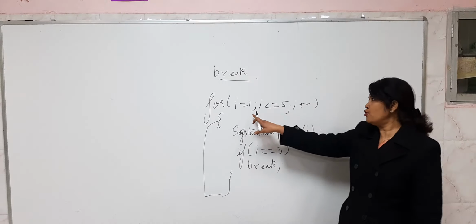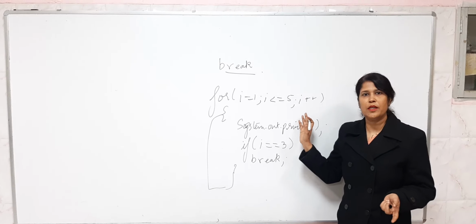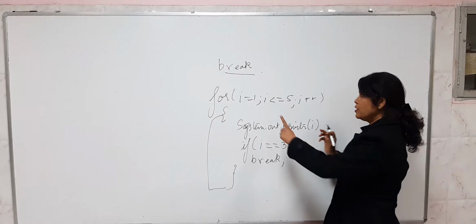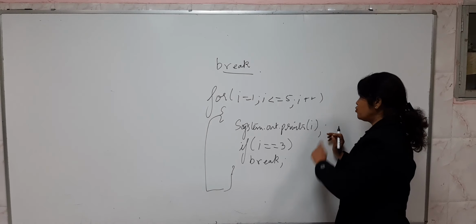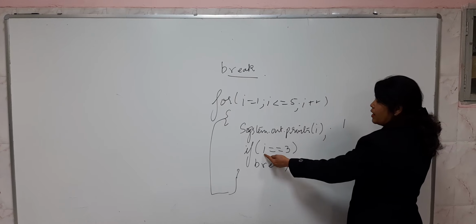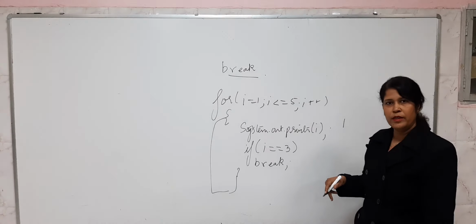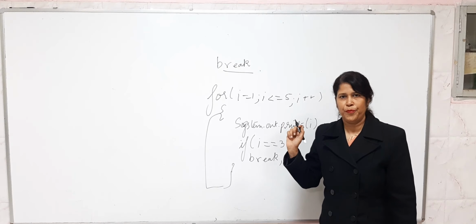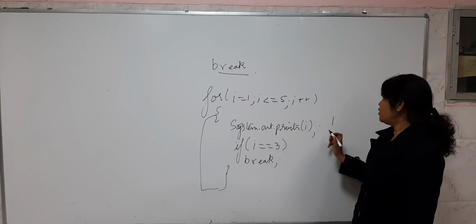So the loop's initial value starts from 1, it will go till 5 and each time it will increase by 1. The first time the value of i will be 1, it will come here and print its value. What will be printed? 1. We will come here, 1 is not equal to 3, the condition is not met, so we will go up, the i value will increase and it will become 2.